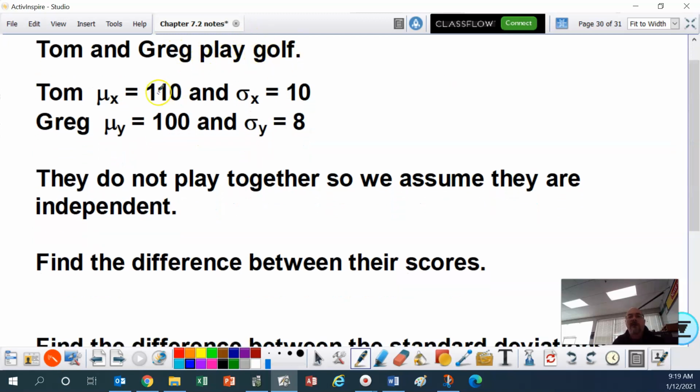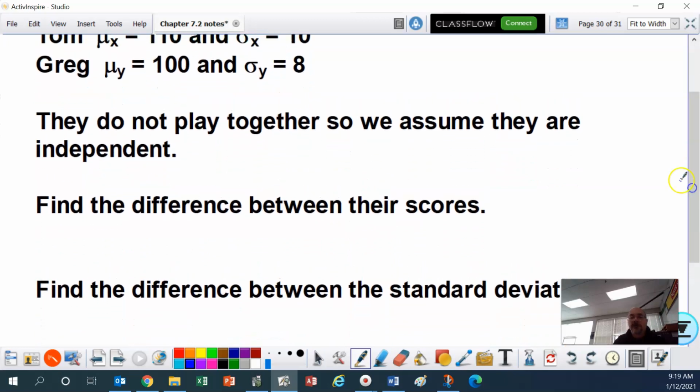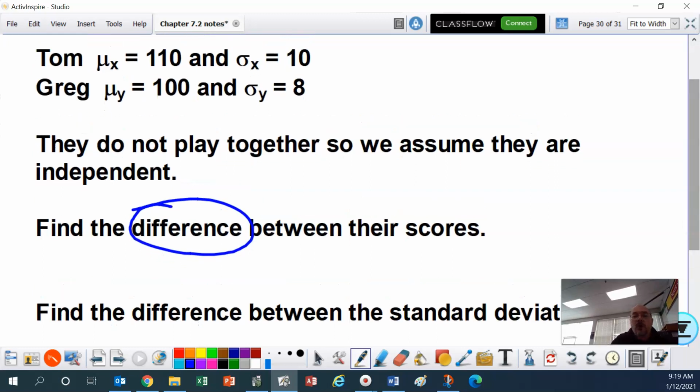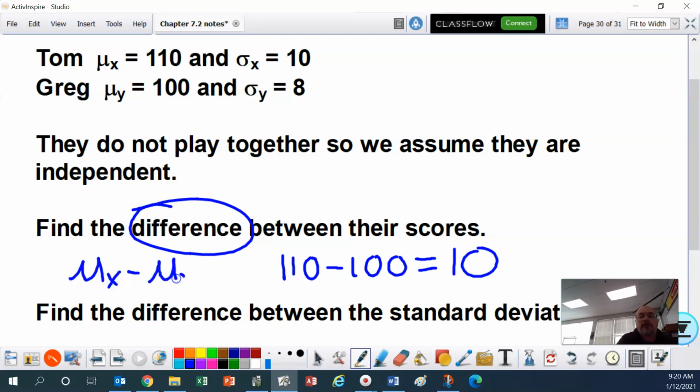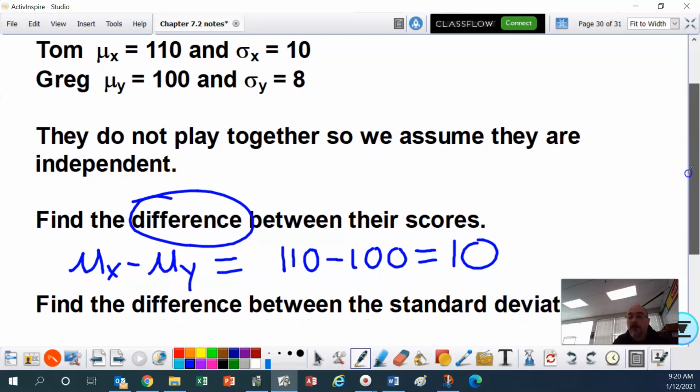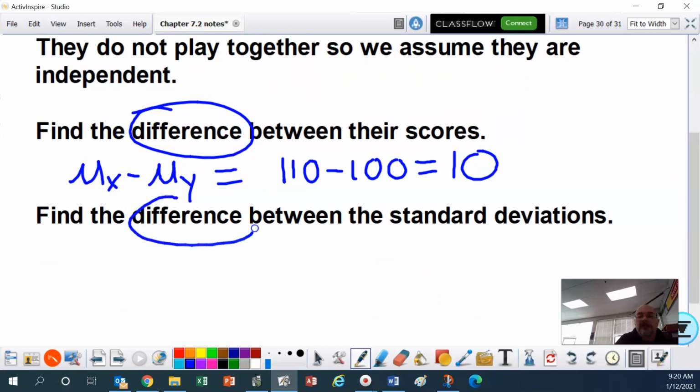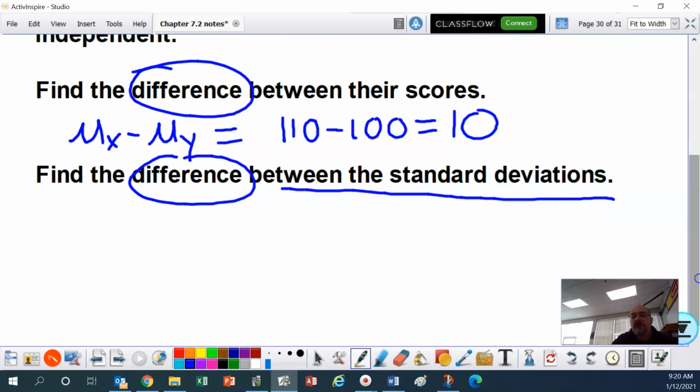So Tom and Greg play golf. Okay, Tom's average score is 110. Greg's average score is 100 strokes. Standard deviation 10, standard deviation 8. Find the difference between their scores. So 110 minus 100. The difference is 10 strokes, folks. The difference is 10 strokes. You can subtract the means. Now remember, find the difference between the standard deviations.